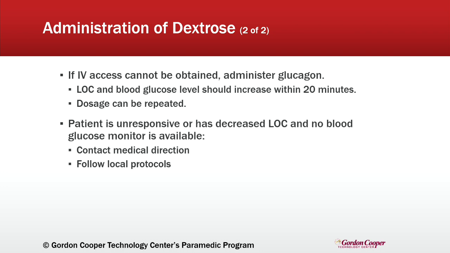All right, so if an IV can't be obtained, glucagon is going to be the alternative. We just don't have much of a choice. The level of consciousness and blood glucose levels should increase within 20 minutes after the administration of glucose or glucagon. They may or may not be already at the hospital by this time, but for those of you with long transport times, you may begin to see the effects of that glucagon beginning to work. The dose can be repeated up to a maximum of 3 doses if necessary, of course, following protocol.